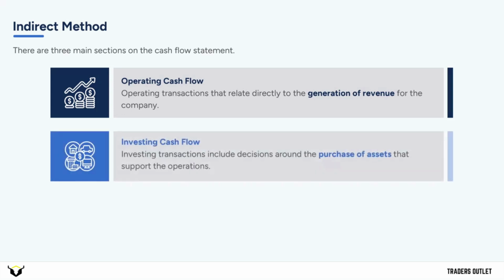Investing transactions and cash flows include decisions around things like the purchase of property, plant, and equipment to really support the business and its operations. So, for example, manufacturing companies will need to buy factories and equipment to manufacture inventory for sale. Services businesses may need to buy buildings and furniture to support their operations.